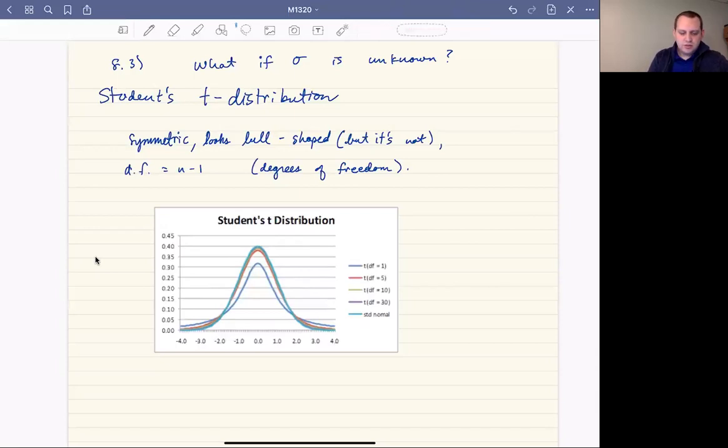This is called Student's T distribution. This distribution has a little bit of a history behind it. This was developed by a statistician named William Sealy Gosset. He was a brewer, he worked for Guinness, and he was basically trying to take samples of beer and analyze them statistically. His problem was that he was trying to work with really small samples of data.